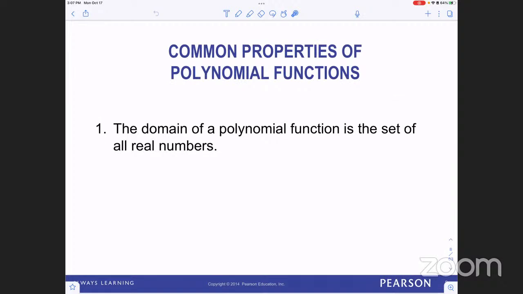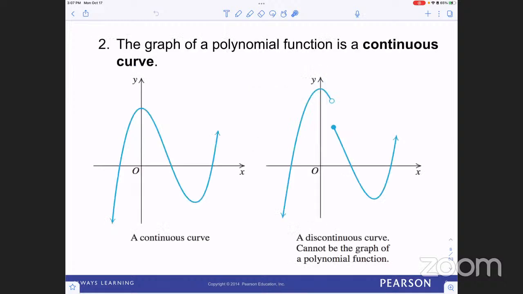So then some common properties of polynomial functions. The domain of a polynomial function is the set of all reals. So once you identify a function as polynomial, one property is that its domain is all reals. The graph of a polynomial is a continuous curve, right?